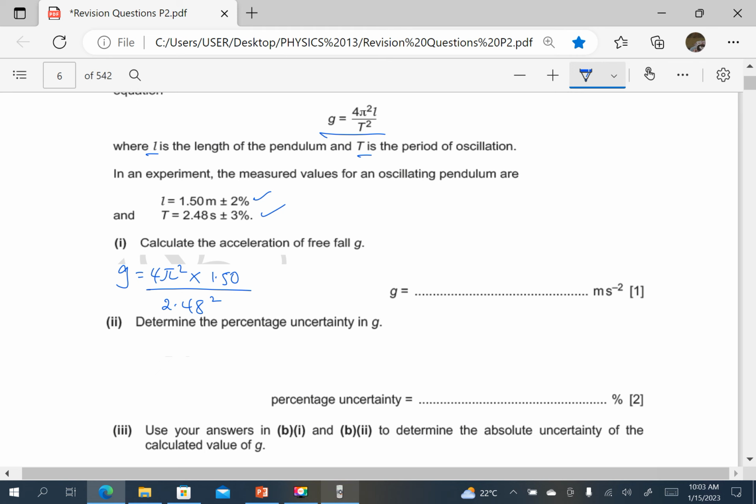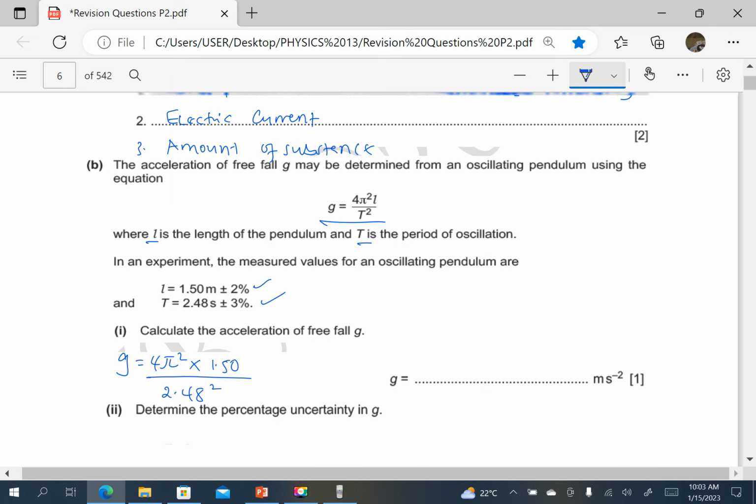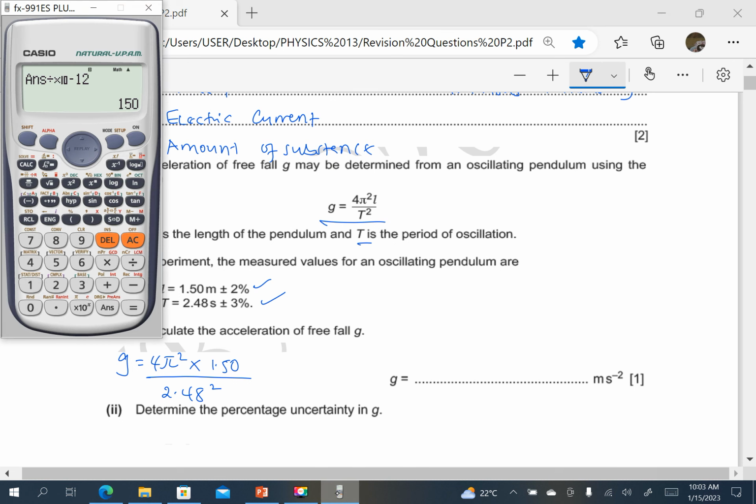So check with our calculator. From our calculator, we need 4 pi squared, then times 1.5, divided by 2.48 squared. So we are getting the value of g as 9.628.